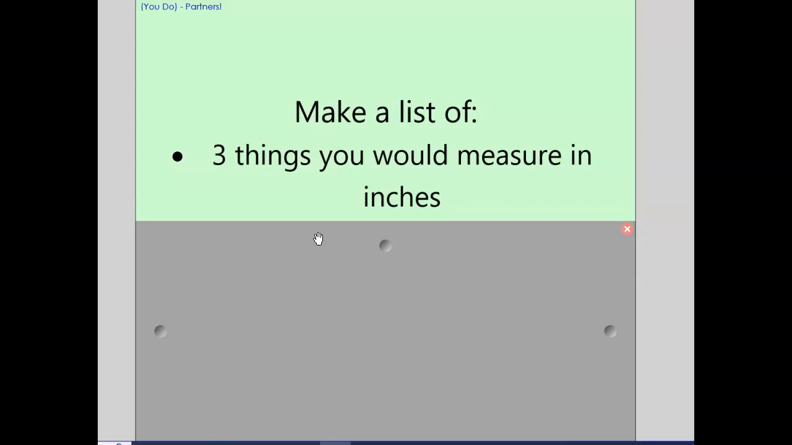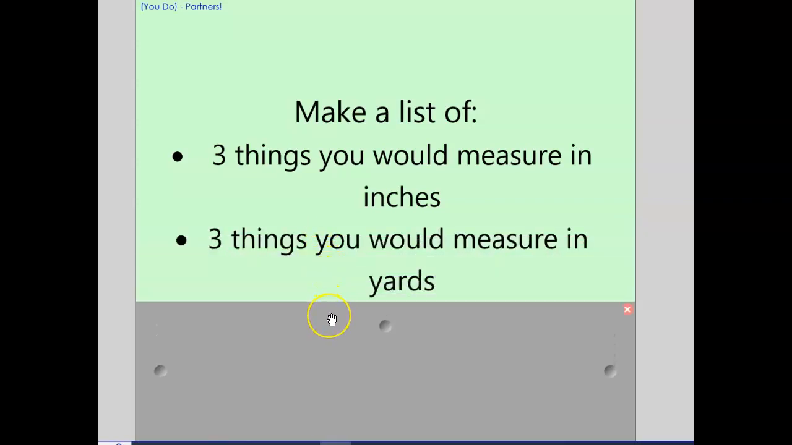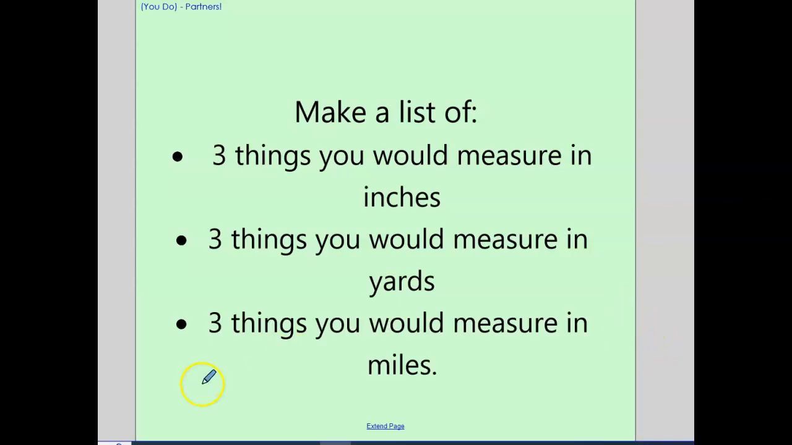Okay, now under those 3, write 3 more things that you can come up with that would be measured in yards. So the length of a baseball bat or a yardstick, something that would be useful to measure in yards. Write down 3 things. Pause to do that. All right. And finally, write down 3 more things that you would measure in miles.